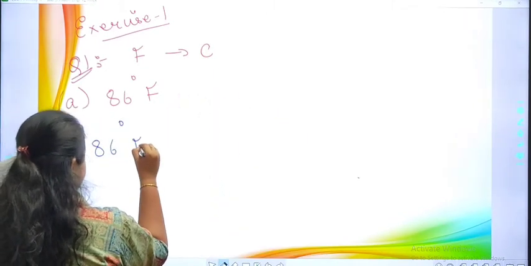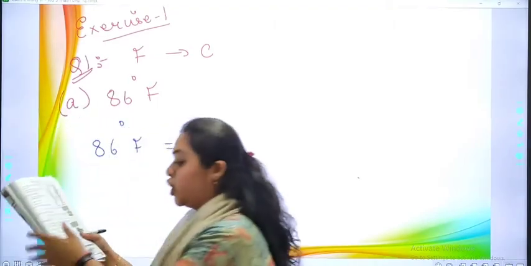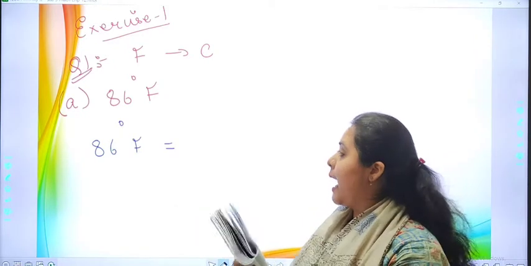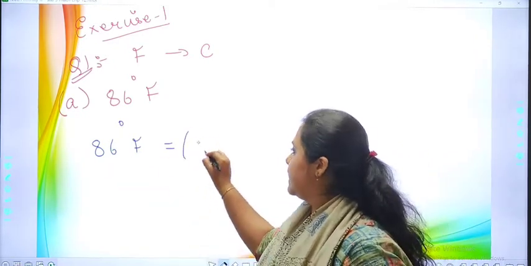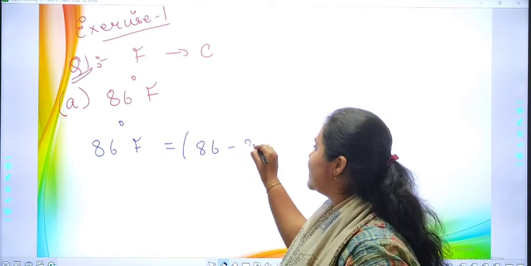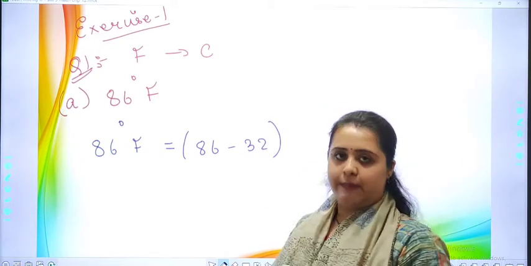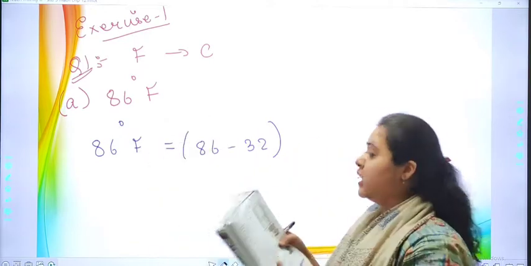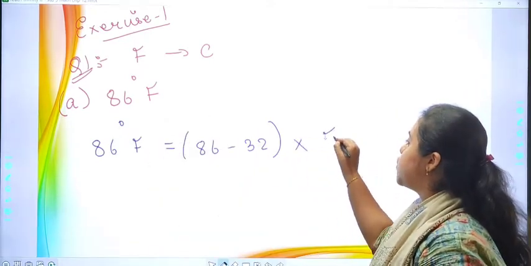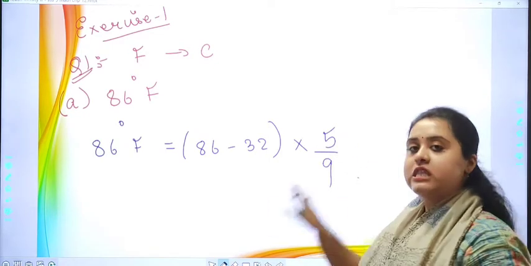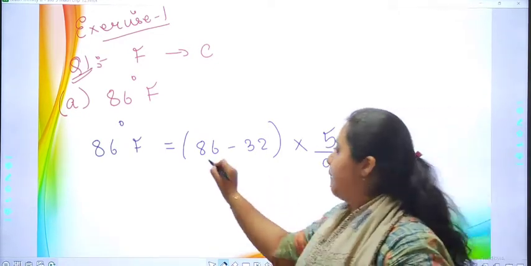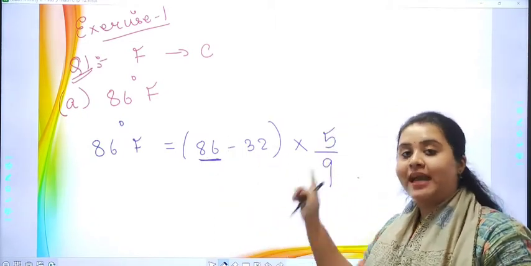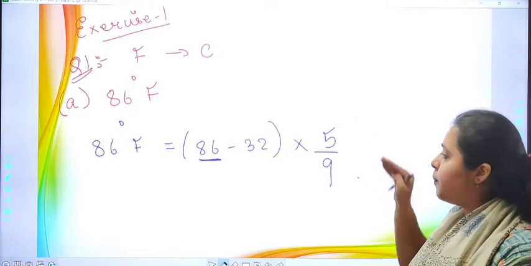86 degree F equals to, you are supposed to convert it. तो सबसे पहले आप क्या करोगे? आपको जो भी क्वेश्चन में नंबर दिया है उसमें से 32 माइनस करोगे. What you will be doing? 32 minus, and then you will be multiplying it with 5/9. This is the standard formula. आपका जो भी क्वेश्चन का नंबर होगा, that will be coming over here. Then minus 32 into 5/9.